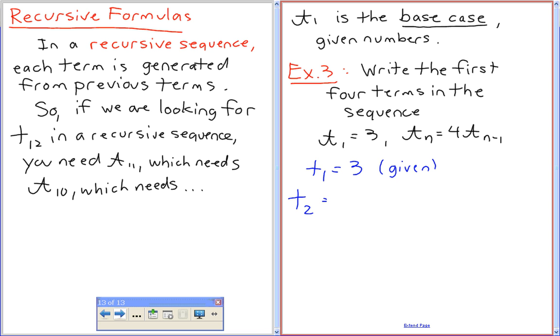How can we get T2? Let's think here. What's the n value for T2? n is 2. So what's T2 going to equal? It's going to be 4 times T1. So if n is 2, n minus 1 is going to be 1. Very good. That's T1. Now before I move on, I've got to make sure this is rock solid. Please ask if there's a question. Do not be shy.